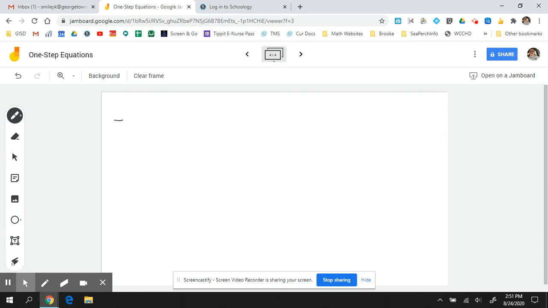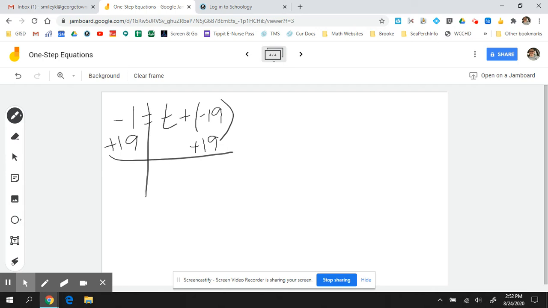So I have negative 1 equals t plus negative 19. Y'all try that one. Break it up into two different sides of your equation and solve and come back to me. Pause it. All right. If I see a negative 19, I'm going to add 19 to this side. After you add, you get negative 1 plus 19 is 18 equals t for your answer.